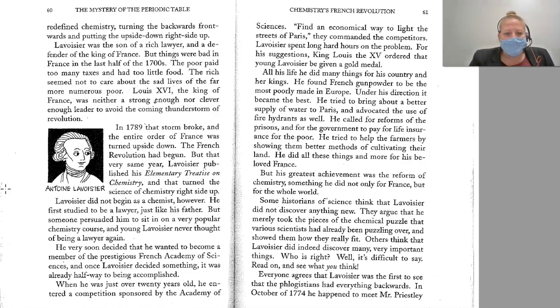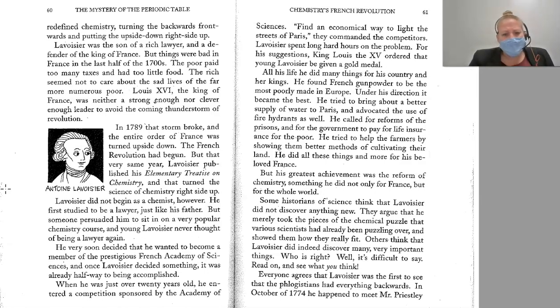He first studied to be a lawyer, just like his father, but someone persuaded him to sit in on a very popular chemistry course, and young Lavoisier never thought of becoming a lawyer again. He very soon decided that he wanted to become a member of the prestigious French Academy of Science, and once Lavoisier decided something, it was already halfway to being accomplished.